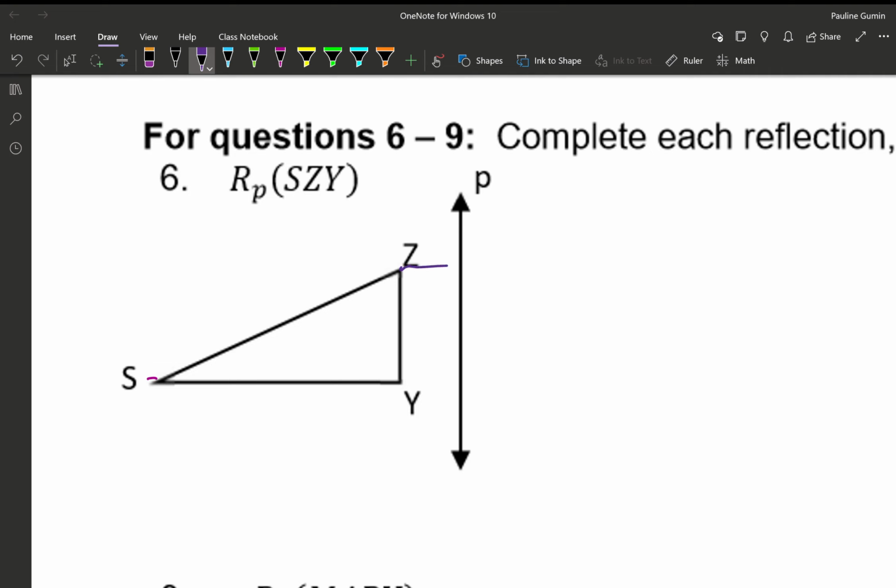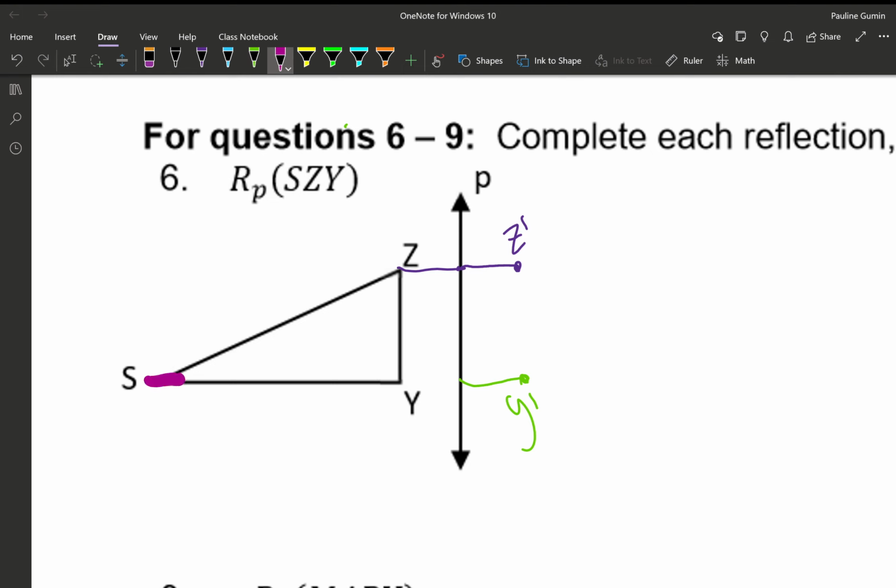All right, so Z is this far from line P, and I'm putting that same distance on the other side of the line, and I'm going to call that point Z prime. Next, I'm going to do letter Y. Y is this distance. And I'm going to use that same distance. Oops, let's undo that. There we go. And that becomes Y prime.